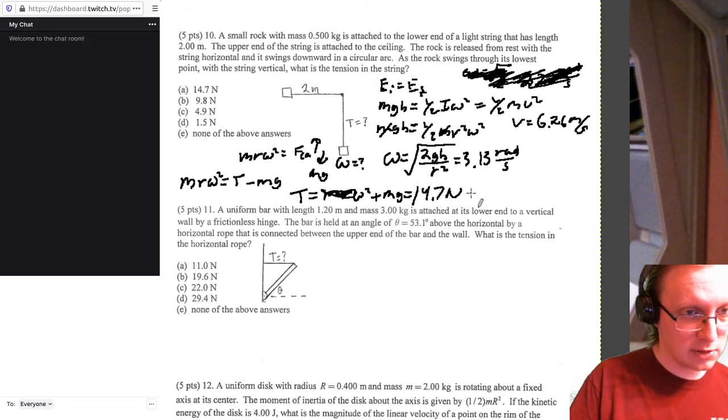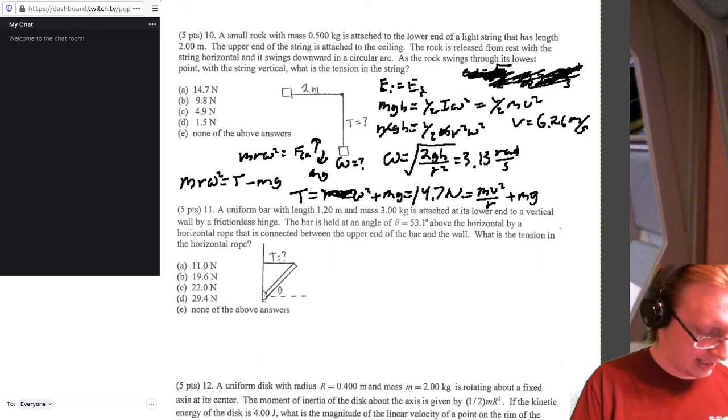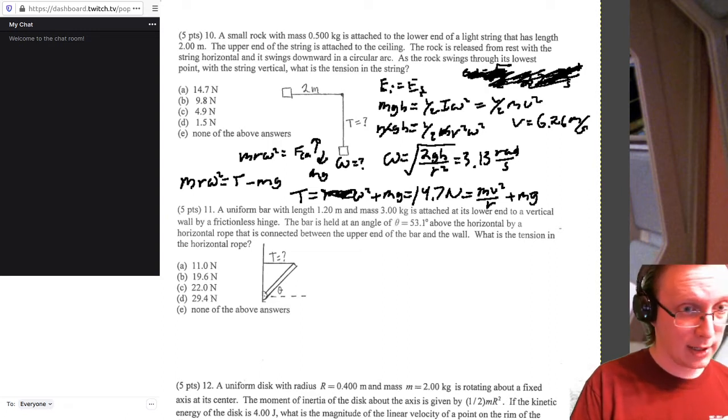is 14.7 newtons. This should be the same as, let's see here, m v squared on r plus mg. Just out of curiosity, that would be a half, right? Yep, a half times 6.26 squared divided by 2 plus 0.5 times 9.8. 14.69, 14.7. Ta-da! Very good.